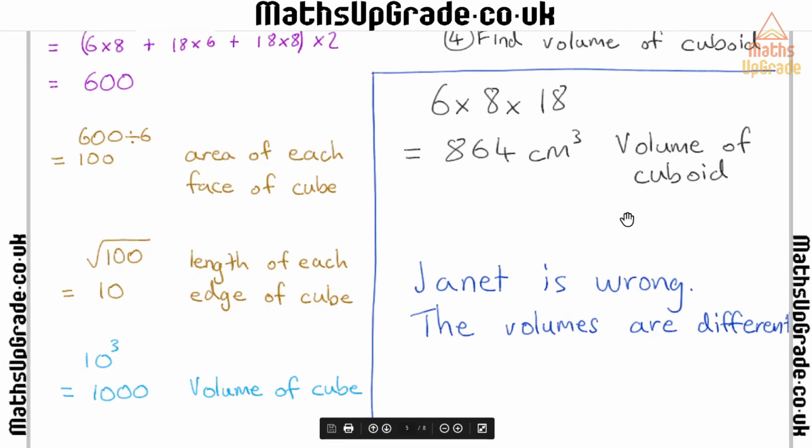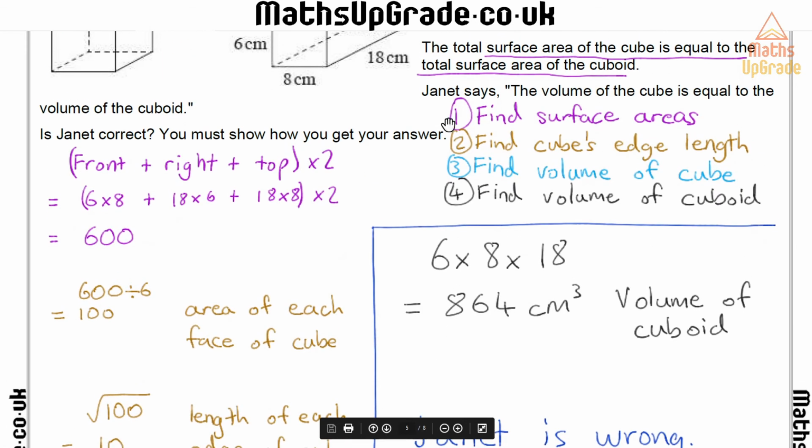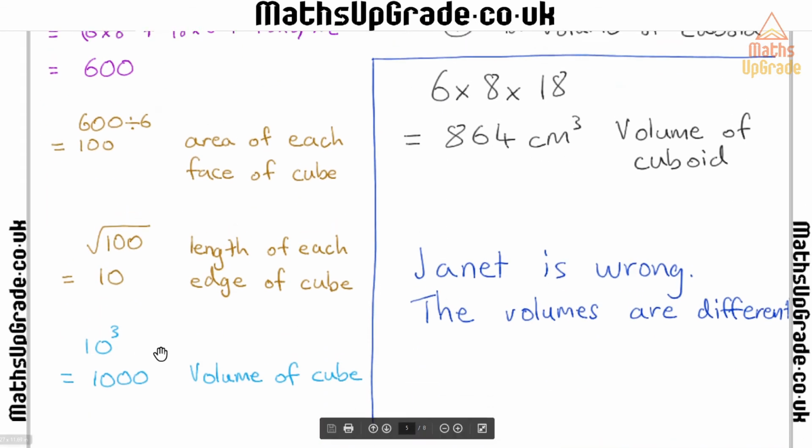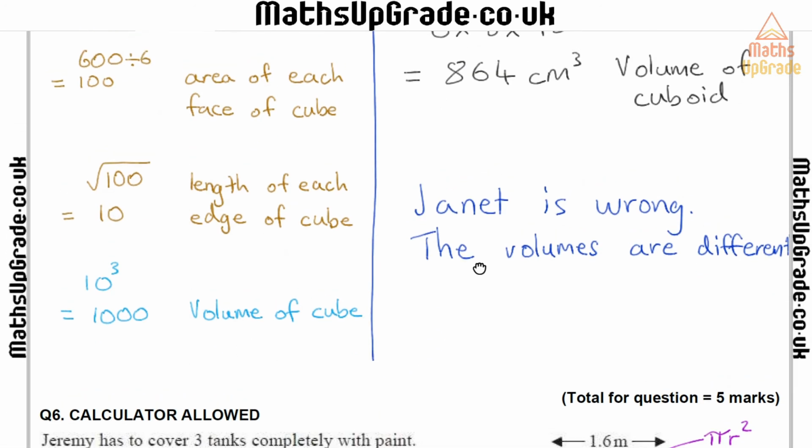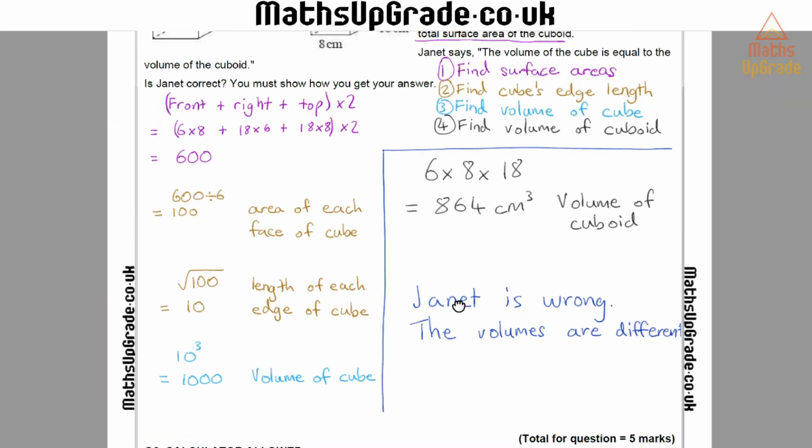Now I can compare this volume of the cuboid with this volume of the cube. If they're the same, then Janet was correct. If they're different, then Janet was wrong. And you can see they are different values, so therefore Janet is definitely wrong. That question there is 5 marks.